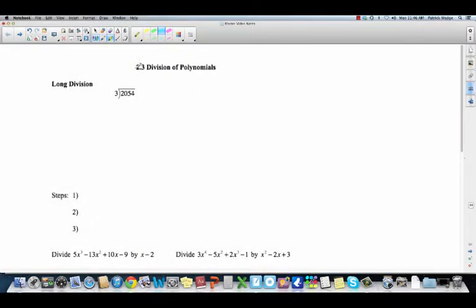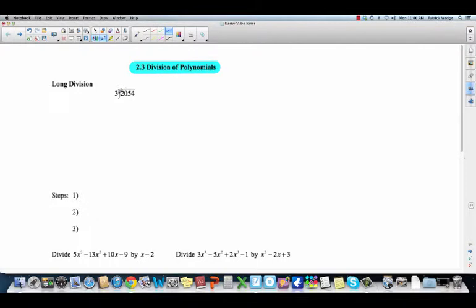Section 2.3 is on division of polynomials. So what we're going to do to start here is some good old-fashioned review of long division. That's right, we're taking you all the way back to grade 6 or 7. Although I think we did review this in grade 9. It's my least favorite chapter in grade 9. So let's review how to divide.